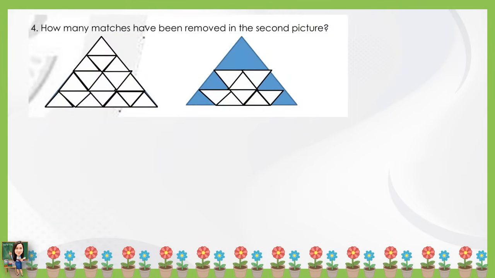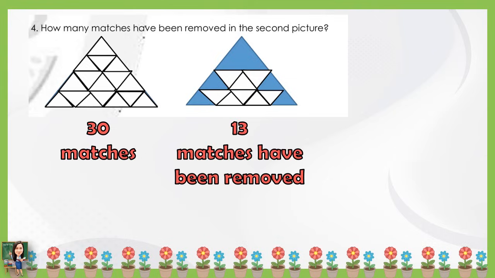Number 4. How many matches have been removed in the second picture? Let's answer. There were 30 matches in the first picture. And the matches that have been removed in the second picture is 13. 13 matches have been removed in the second picture.